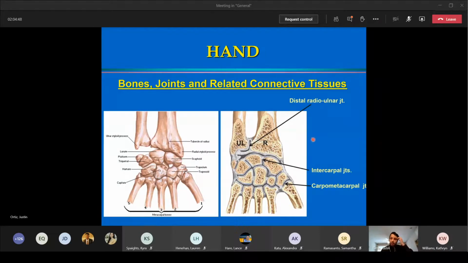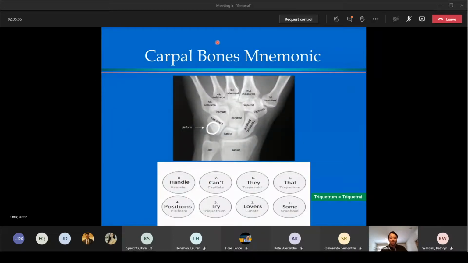Okay, so for the carpal bones, you have to know all the carpal bones. I 100% think he's going to test on it. He kind of breezed through it, but you definitely need to know all these carpal bones and know exactly where they are, which is why on the next slide, I gave you a mnemonic to help you remember. We use this in gross because it helps. It's Some Lovers Try Positions That They Can't Handle.